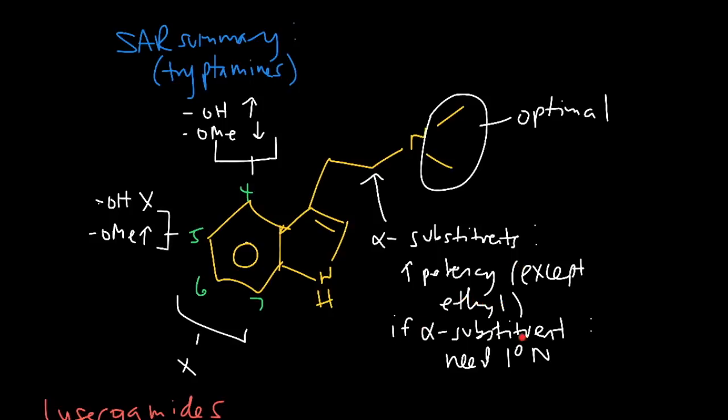If you have an alpha substituent, remember, you have to have a primary nitrogen. You cannot have the dimethyl group here if you have an alpha carbon. So if you have an alpha carbon, do not put the dimethyl group here.